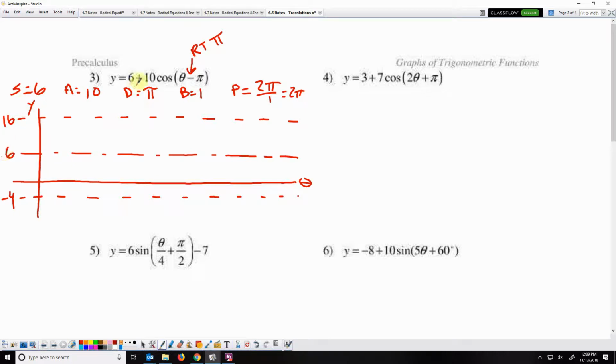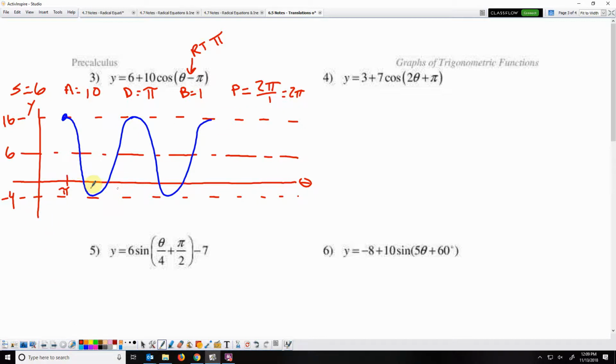It is positive cosine, which means we're going to start on the maximum. But we're not going to start right here on the y-axis because we have a displacement of pi units. I have to start pi units to the right. So I'll start right there. And down and back is one cycle, and down and back is a second cycle, and 2 cycles is enough to graph.